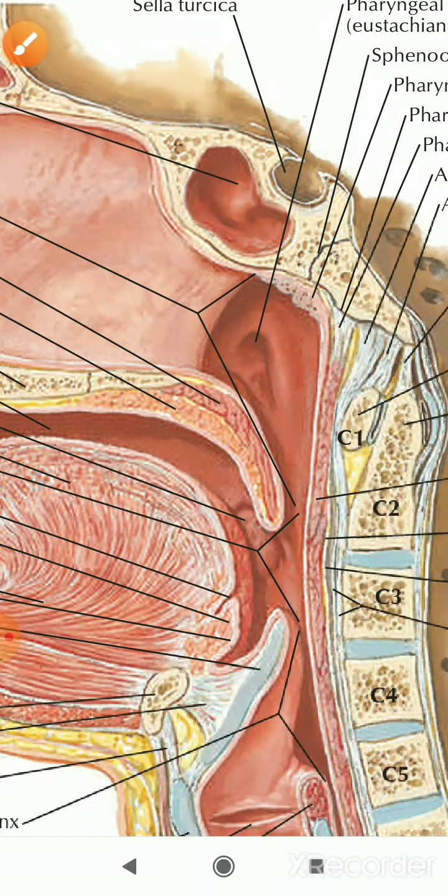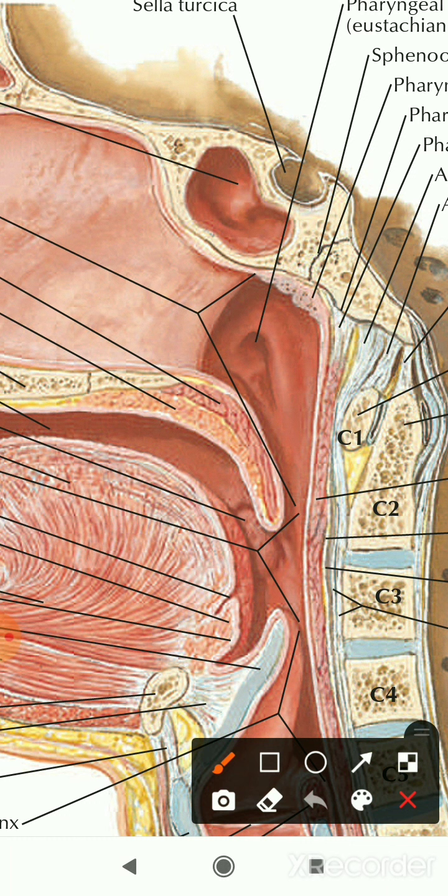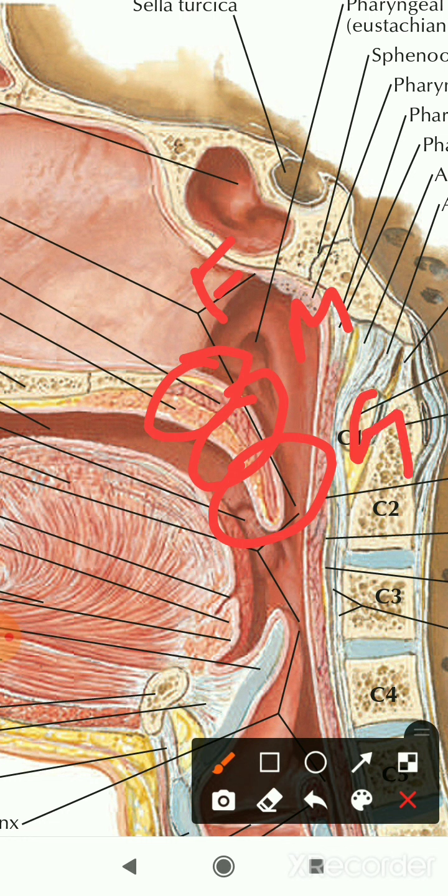Now come to the soft palate. The soft palate is actually a fibromusculoglandular organ. Its anterior one-third is fibrous part, and medial one-third is muscular part, and posterior one-third is glandular part. And the movement of the soft palate helps us in speech and during deglutition.